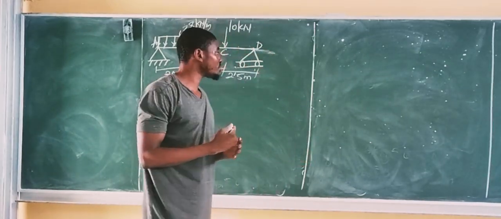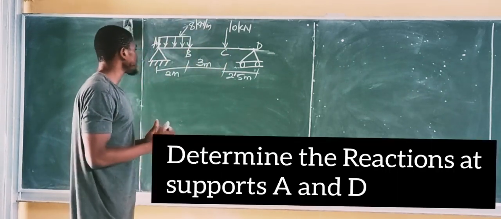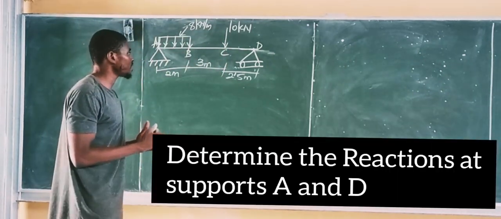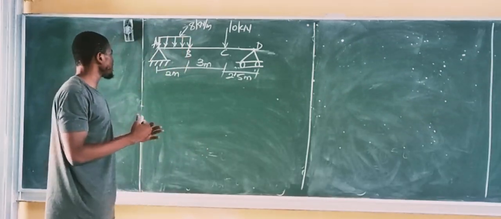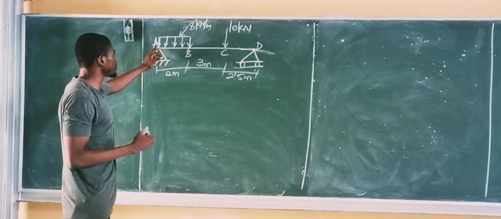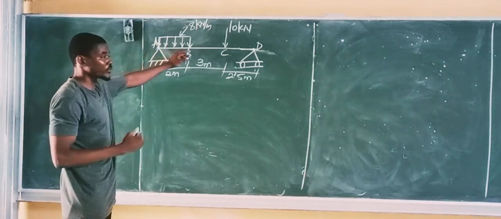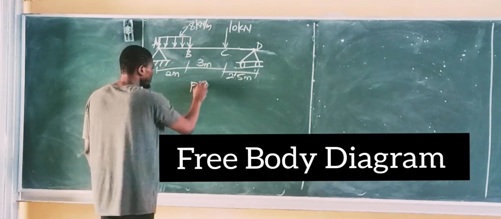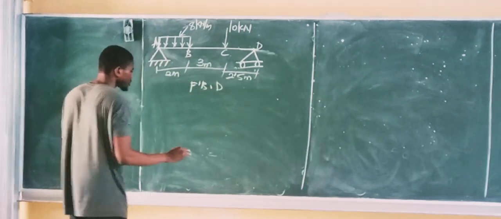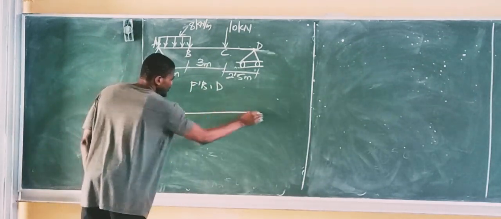So let's say we have this beam and we have to determine the reactions at the supports A and D. Now in this case, this beam is carrying a uniformly distributed load between point A and point B. Alright, so we start with outlining the free body diagram. So we'll bring back the beam.